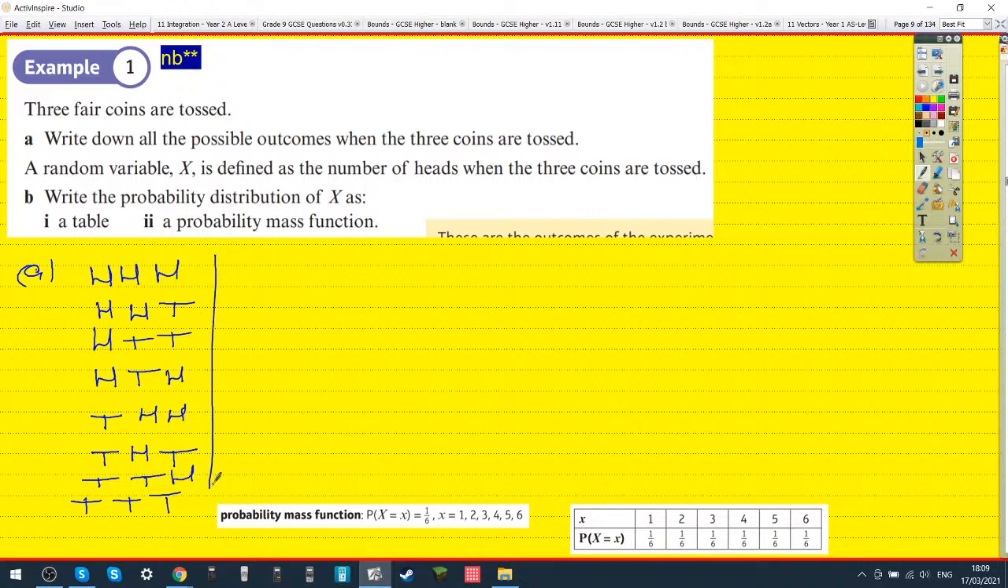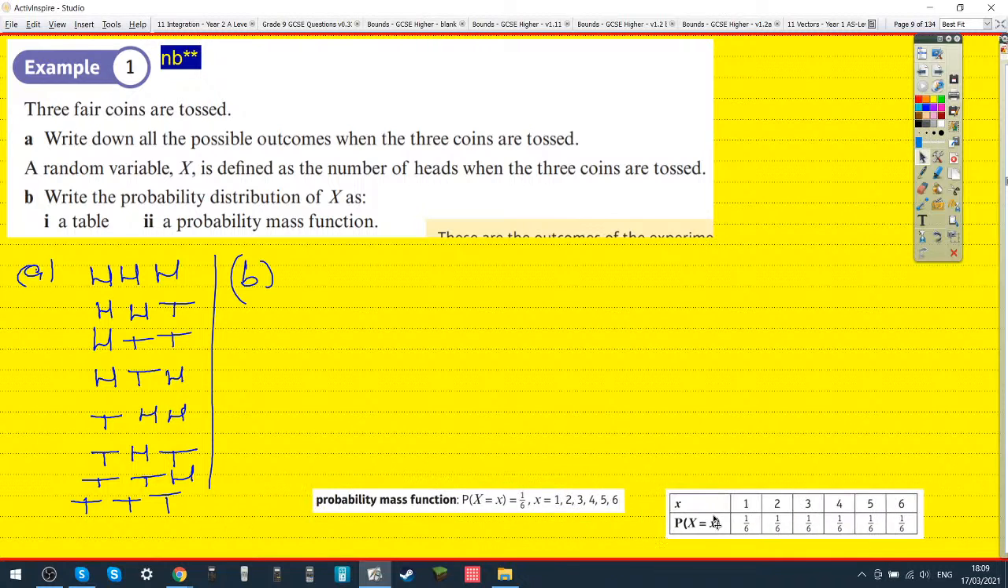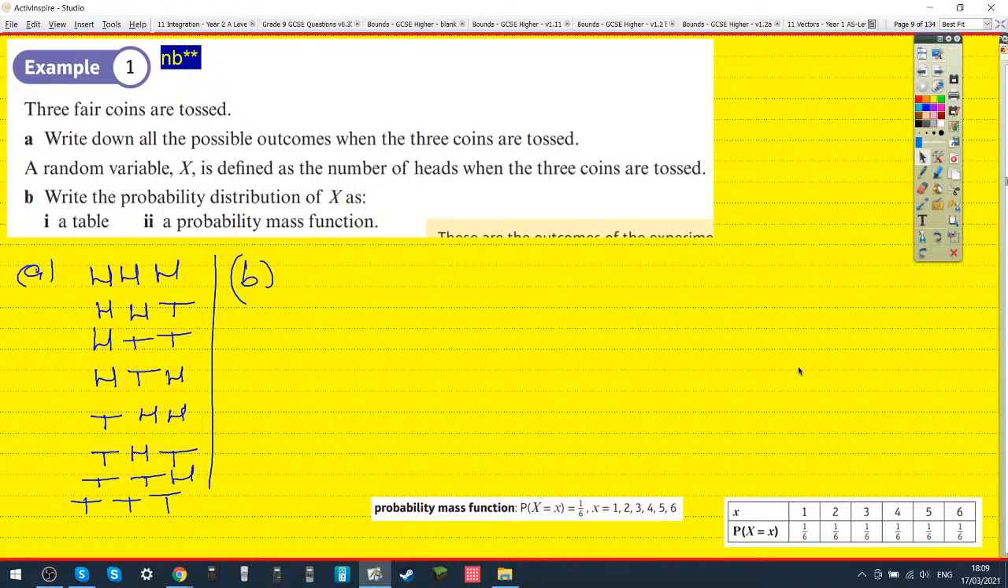Okay, B. But surely heads, tails, heads is the same as tails, heads, heads, because it doesn't say that they were tossed one after the other. It just says they were tossed. This is what they mean. Okay, B.